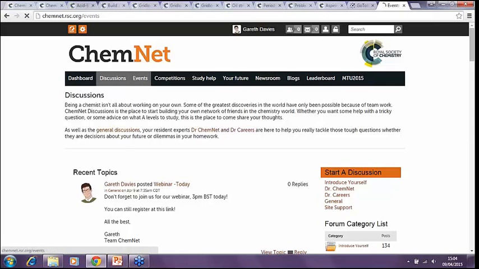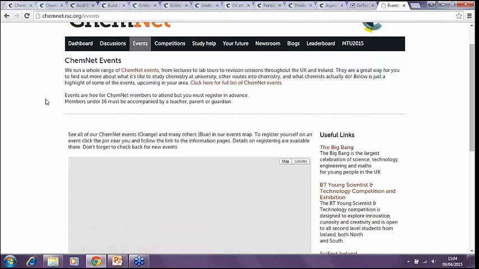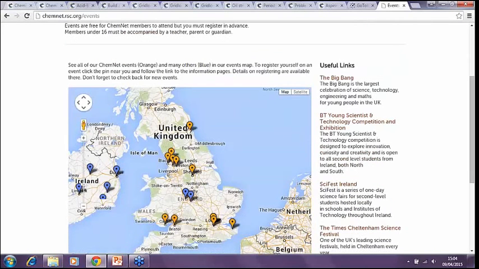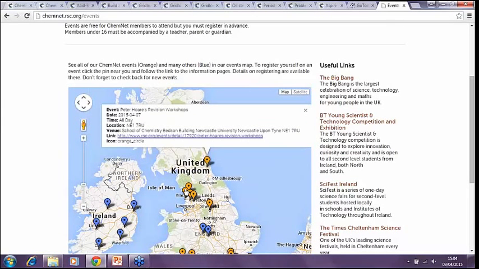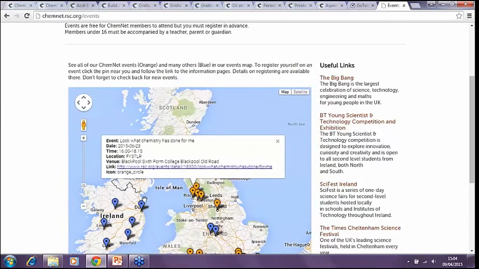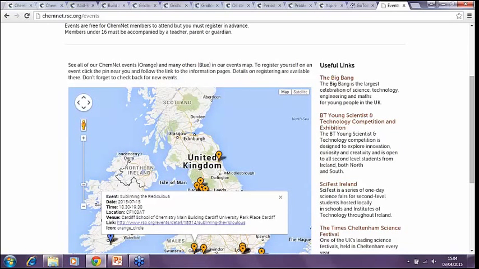Another thing I want to highlight today is our events. Now if you haven't already been to a ChemNet event, why not? As you can see by our map, we've got some up and down the country, whether it's a revision workshop, a lab session, or getting to speak to a real-life chemist. They're a great opportunity for you to find out more about chemistry.